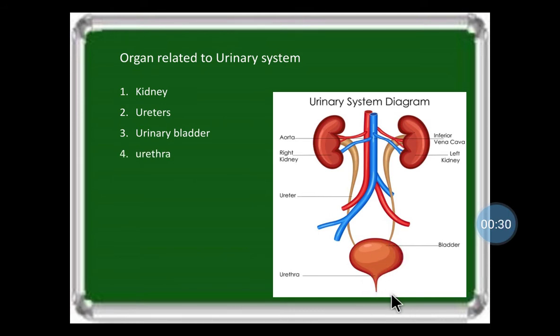We have already seen the kidney and how urine is formed, and the link is given below in this description. So in this video we only discuss the ureter, urinary bladder and the urethra.